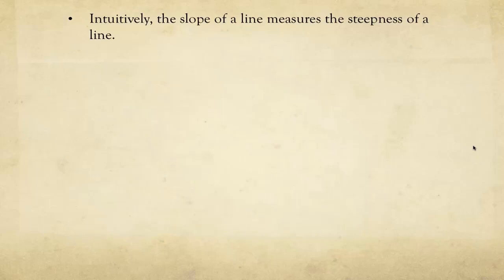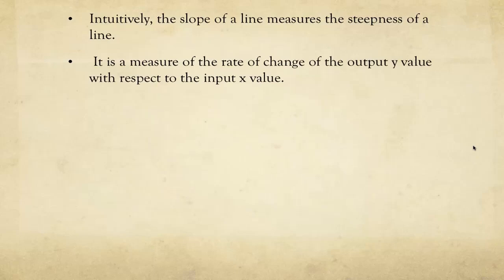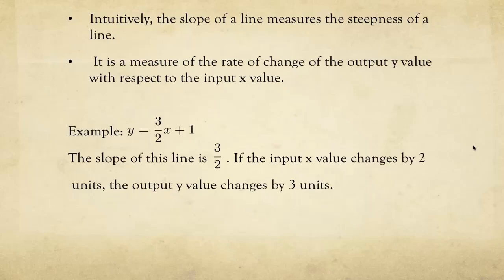So intuitively, the slope of a line measures the steepness of a line. It measures the rate of change of the output y with respect to the input x. So for example, here's an equation of a line. The slope of this line is 3/2. What that means is that if x increases by 2, then y increases by 3. So it tells you how fast y is changing in terms of x.